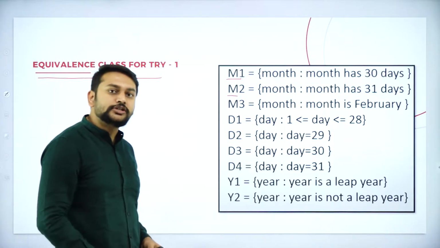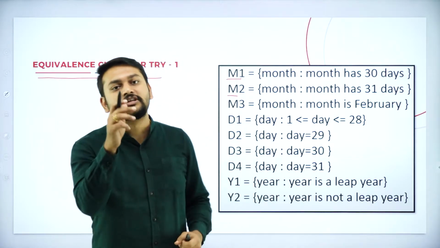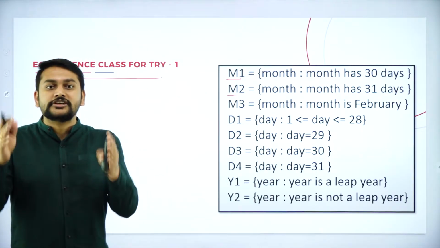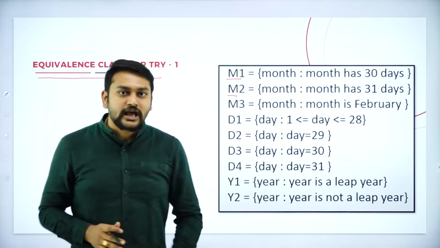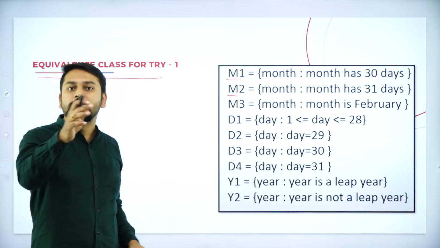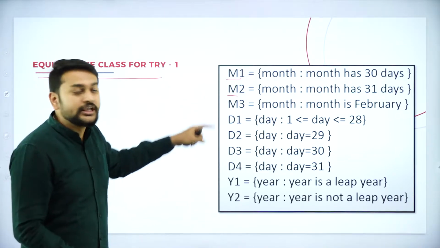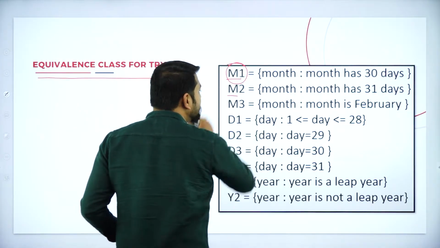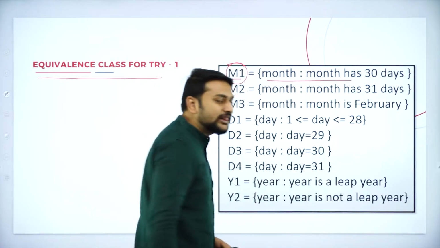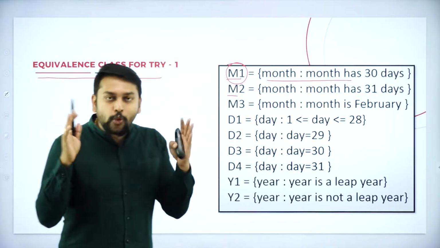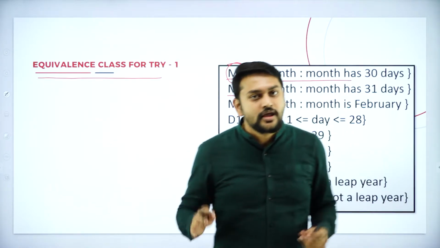In my previous session, I explained each and every part of the decision table. In that, I discussed one of the important parts, that is the condition stub. Please make a note of it. This is what I call a condition stub. Whenever I use M1, you need to understand M1 is a condition. What is the condition that I have given? The month has got 30 days. M1 means the months that have 30 days.